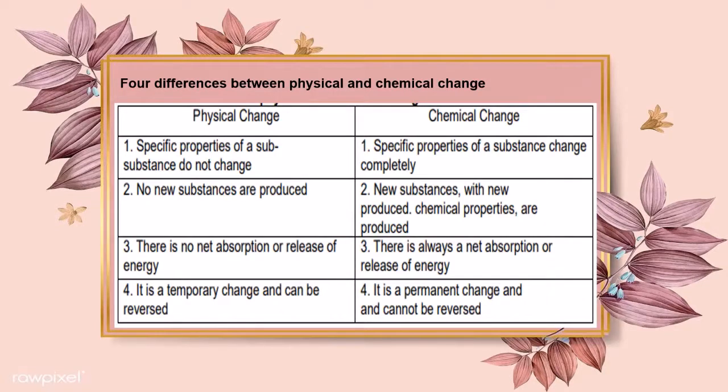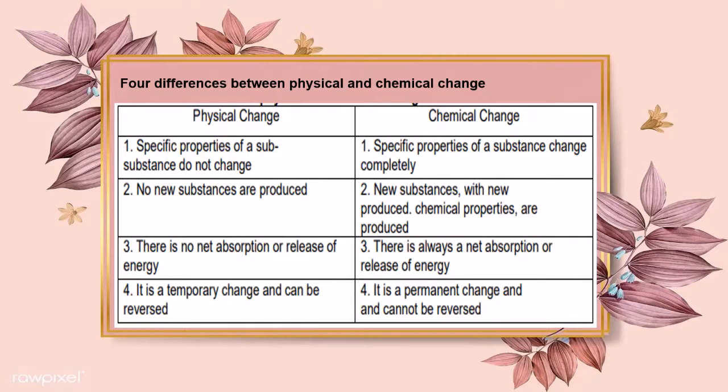For differences between physical and chemical change. For physical change, number 1, specific properties of a substance do not change. And for the chemical change, specific properties of a substance change completely. Number 2, for the physical change, no new substances are produced. For the chemical change, number 2, new substances with new chemical properties are produced.